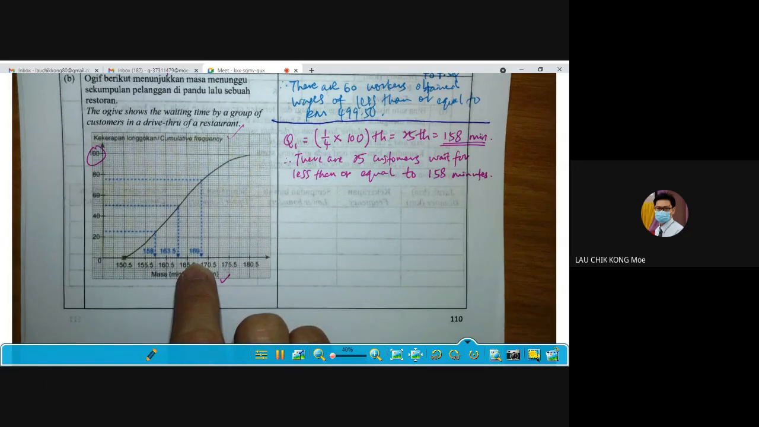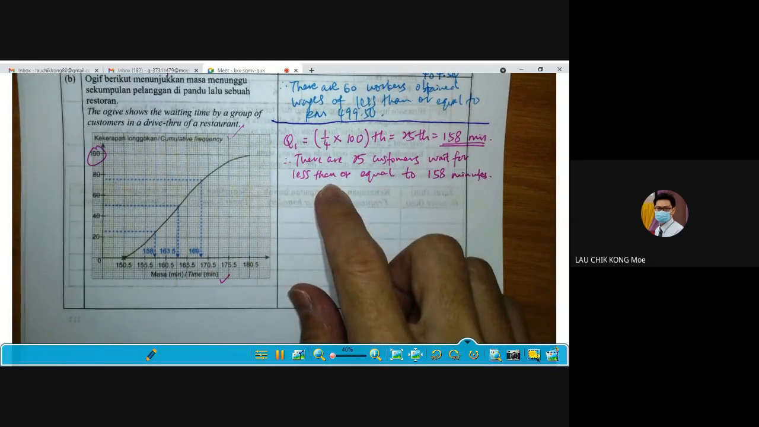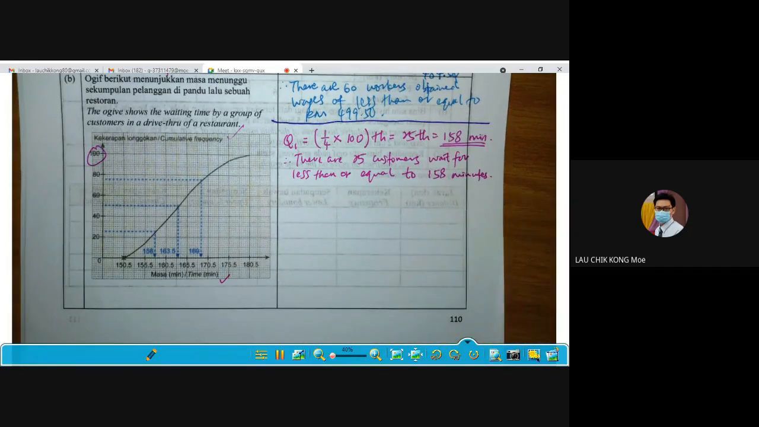Q3, Clarissa, Q3. What is your answer for Q3? 75. Yeah, 3/5 times 100, so 75 TH. 75 TH equals to? 169 minutes. Yes, 169 minutes. So there are 75 customers wait for less than or equal to 169 minutes. So you need to calculate, and then you need to state the meaning of the value. So Q1, Q2, Q3 sama seperti bahagian A.